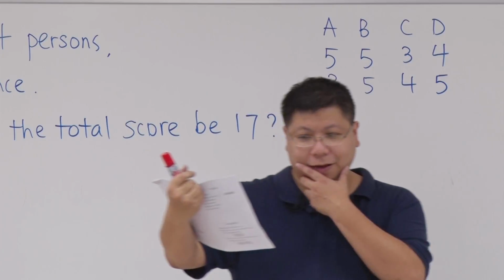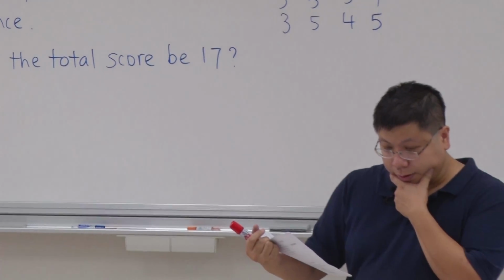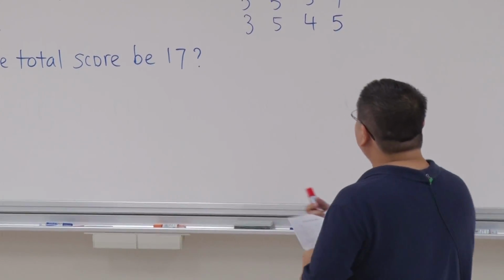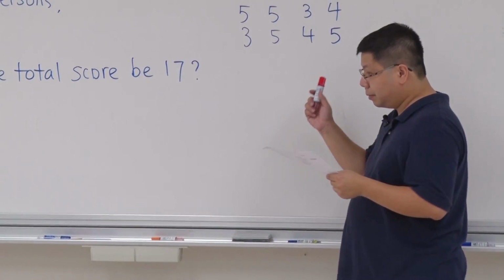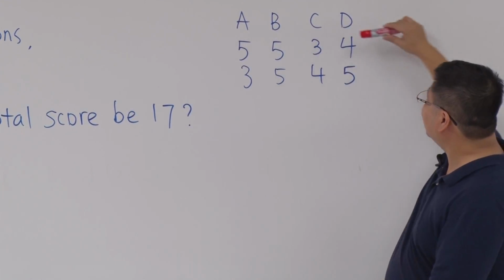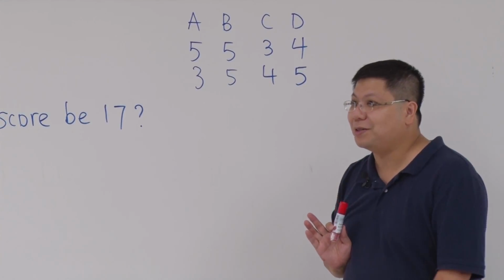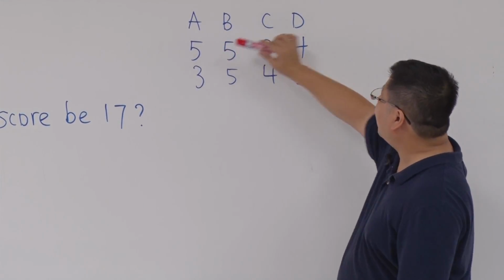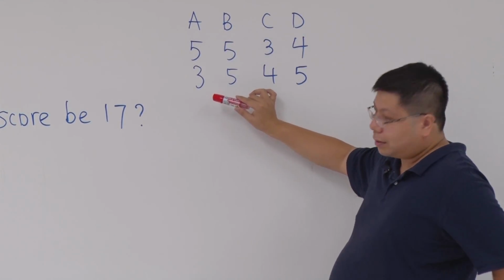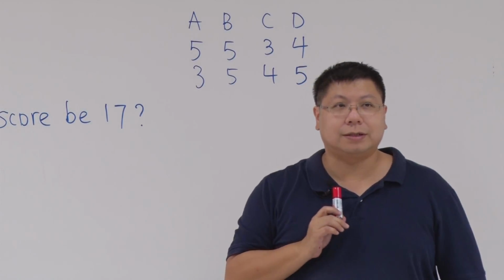Let me see if I'm making any mistakes. So there's 4 persons. It should be this one. This and this one are different. Okay. Let me change the problem a little bit. Okay. So 5, 5, 3, 4 is different than 3, 5, 4, 5. Okay. So this is the problem.